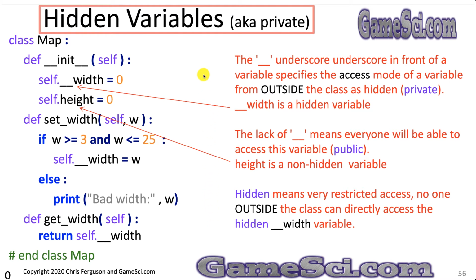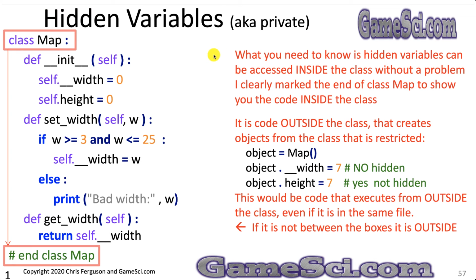In Java or PHP, we'd call these hidden variables private variables. In Java or PHP, we'd call these non-hidden variables public variables. What you need to know is hidden variables can be accessed inside the class without a problem. I clearly marked the end of class map to show you the code inside the class. If you are between the keyword class and the end of class map defined by the end of the indentation, if you're inside the class, you have full access to anything that's hidden. It is code outside the class that creates objects from the class that is restricted.